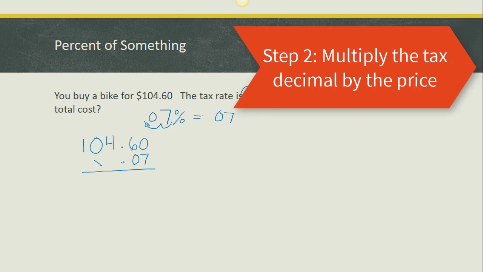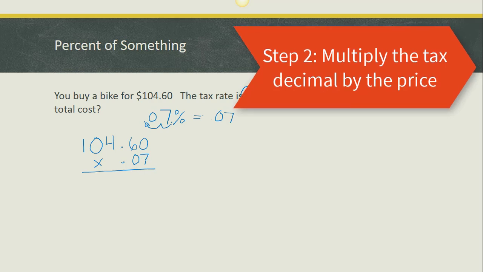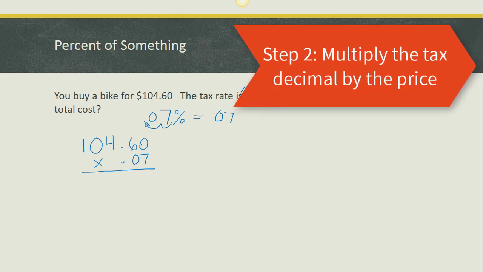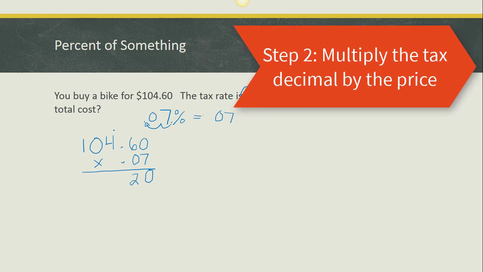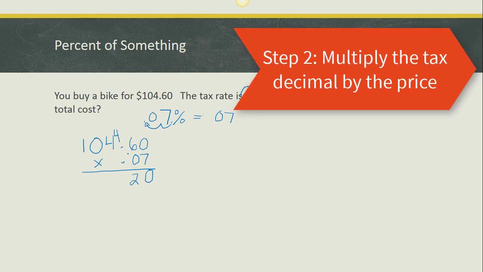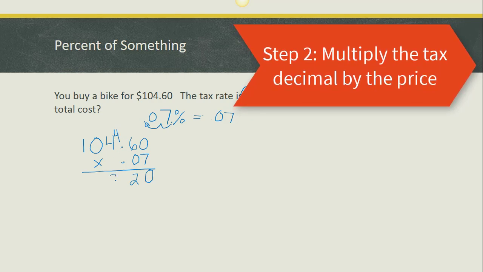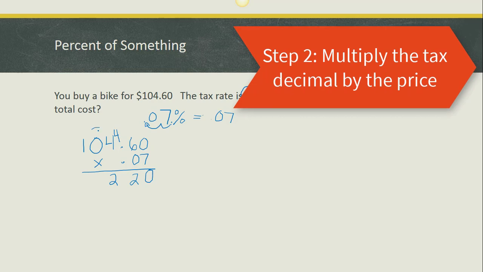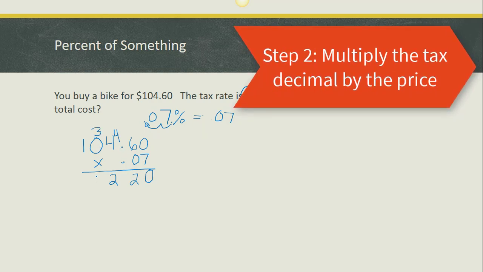So here we have multiplication of decimals. I'm just going to take that 7 and multiply by all the numbers up here. So 7 times 0, 0. 7 times 6 is 42. Carry the 4 up here. 7 times 4 is 28, plus 4 more is 32. 7 times 0 is 0, plus 3 is 3, and then 7 times 1 is 7.